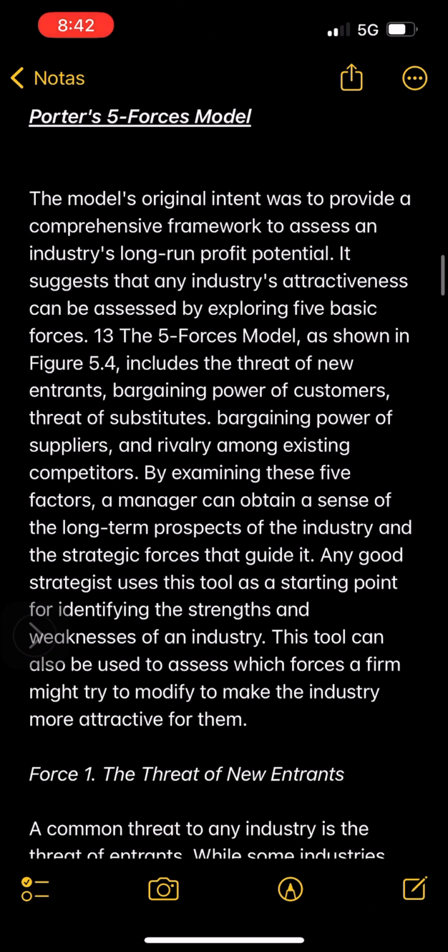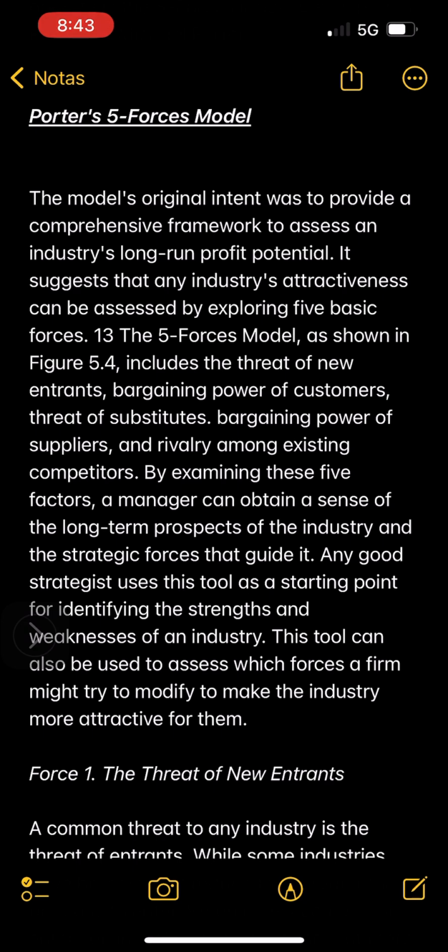The model's original intent was to provide a comprehensive framework to assess an industry's long-run profit potential. It suggests that any industry's attractiveness can be assessed by exploring 5 basic forces. The 5 forces model, as shown in Figure 5.4, includes the threat of new entrants, bargaining power of customers, threat of substitutes, bargaining power of suppliers, and rivalry among existing competitors. By examining these 5 factors, a manager can obtain a sense of the long-term prospects of the industry and the strategic forces that guide it.